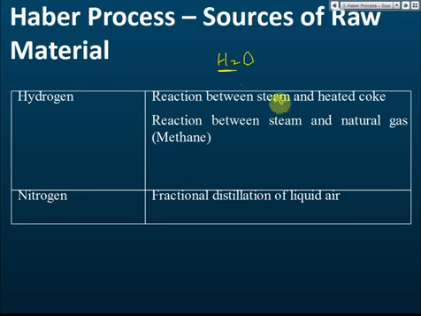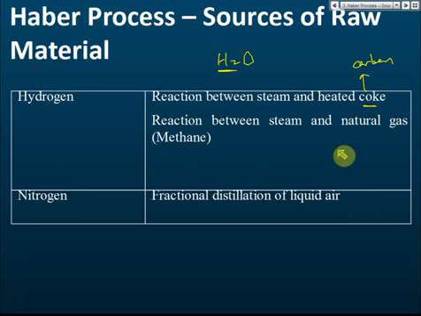So we heat steam or water together with coke, okay, coke. Now this coke is not the Coca-Cola, okay? This coke is carbon. So we heat steam with these carbons, then you can get hydrogen gas. Or we heat the steam with natural gas, methane gas. Then you can get hydrogen. Now the equations for the reactions are not important here.